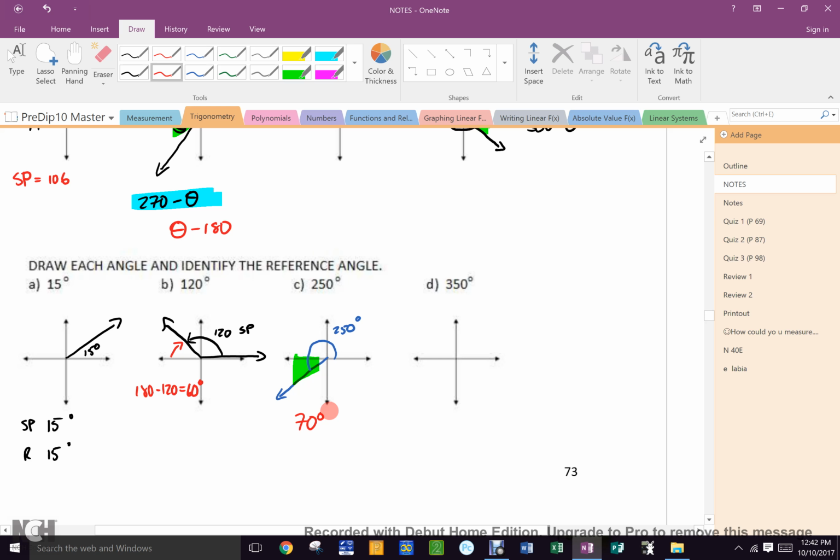And finally 350. Where's that? It's almost there, right there. So my reference is in there, and what is it? Pac-Man. It's 10, because it is 360 minus theta.